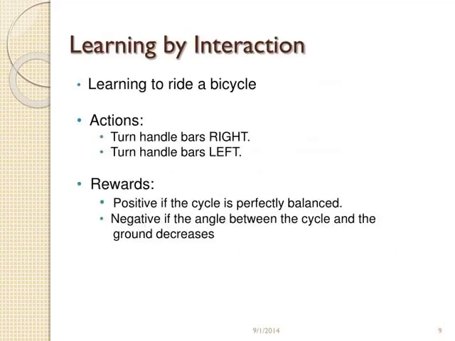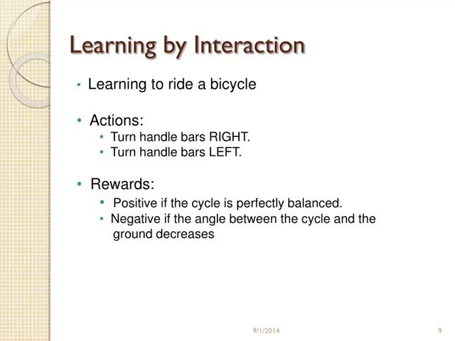Learning to ride a bicycle with reinforcement learning. Imagine learning to ride a bicycle using reinforcement learning. In this scenario, the cyclist acts as the agent, and the bicycle and surroundings represent the environment. The agent takes specific actions, such as turning the handlebars right or left. These actions lead to changes in the state of the environment, such as the balance and direction of the bicycle. Actions: turn handlebars right, turn handlebars left.